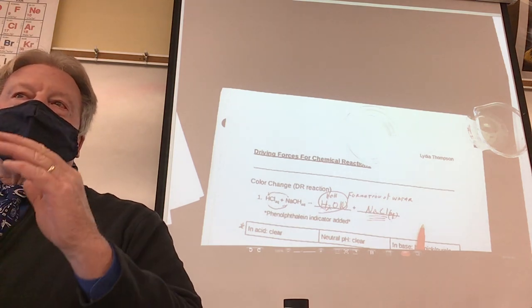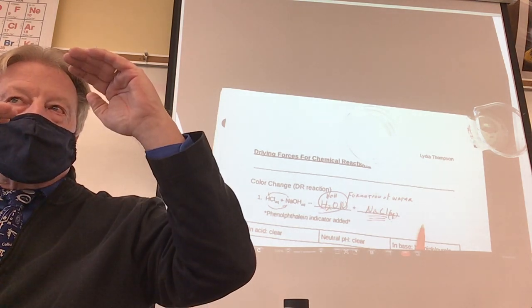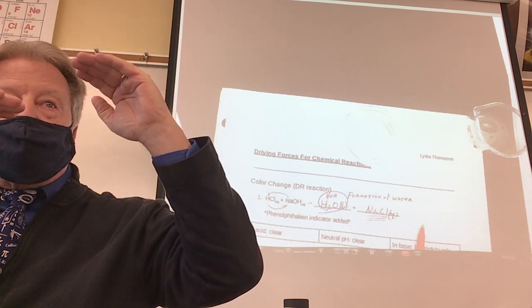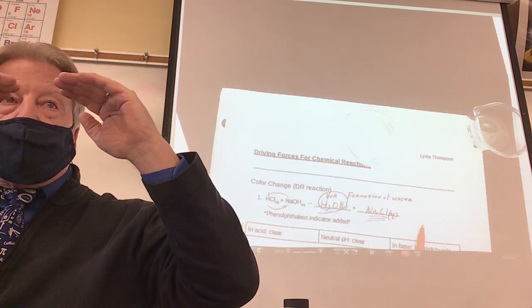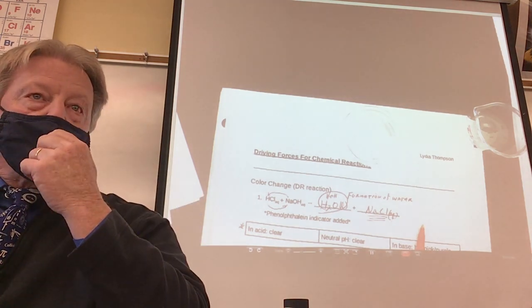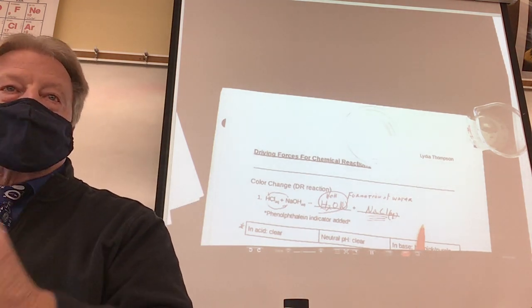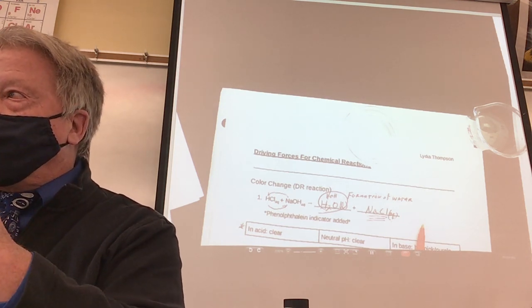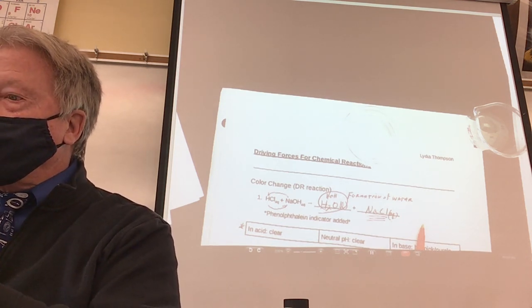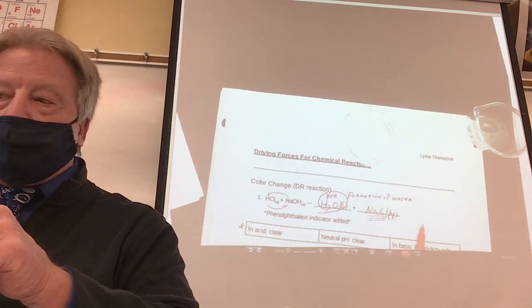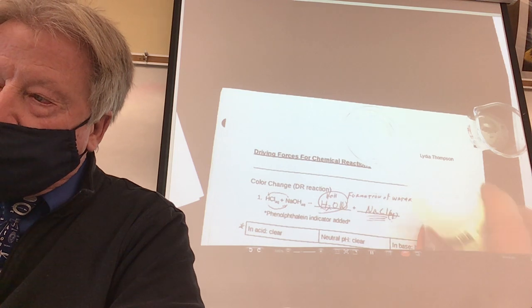Now, if there's more base than acid, it'll stay pink. But what happened when I put the acid in there? It reacted, and then there was a little bit more acid than there was base. See that? And that's when it turned clear. Right now, that must be a little bit more acid than base. You see that? Now, I don't know how much base I have left, but just to show you that the indicator was not destroyed.